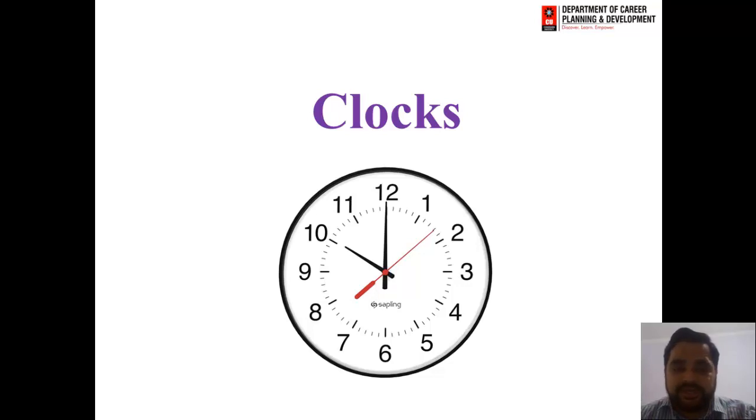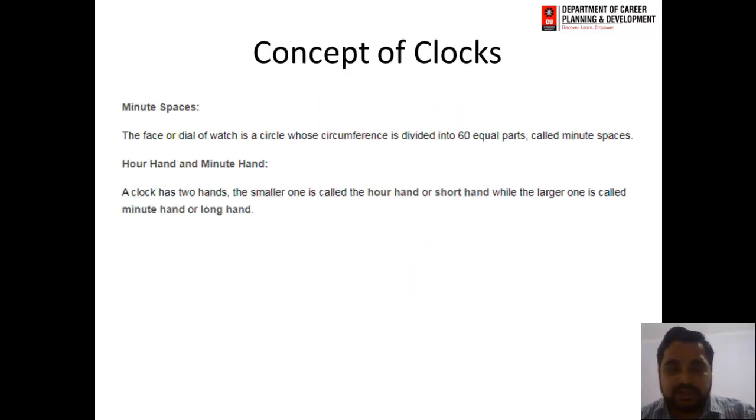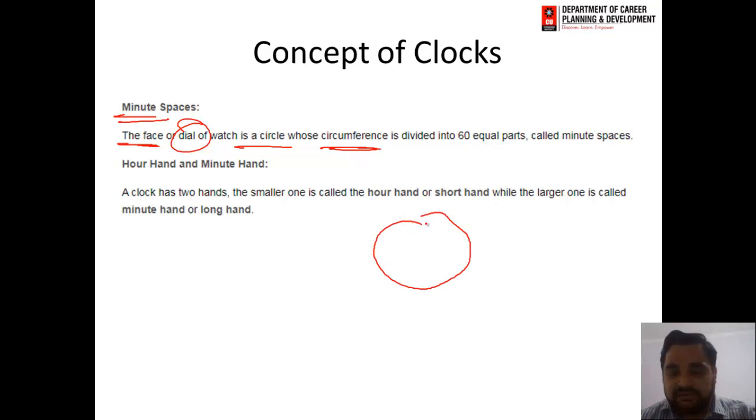The topic that we have started today is clocks, and in this chapter we have some theoretical aspects as well as some practice questions. So the very first thing that we need to know about clocks is the minute space. The face or the dial of the watch is in the form of a circle, whose circumference, from the starting point till the end, is divided into 60 equal parts, and this is called the minute space we have in a clock.